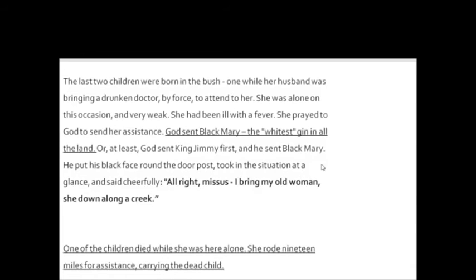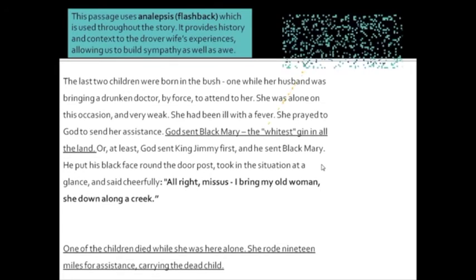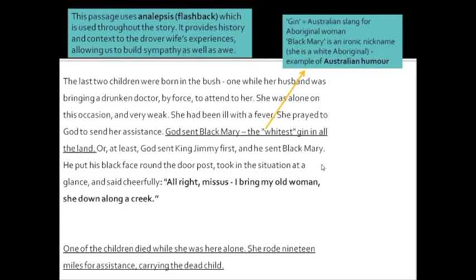But here it's where the drover's wife starts to recall the birth of her children and finally the tragic loss of one of the children. So initially we have some Australian humour. The Australian slang for an Aboriginal woman was gin. And the idea of the Black Mary becomes an ironic nickname because she is an Aboriginal that is fair-skinned in colour. So this provides an example of Australian humour, that idea of laconic or blunt humour.